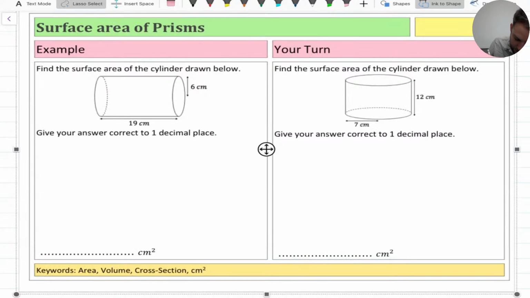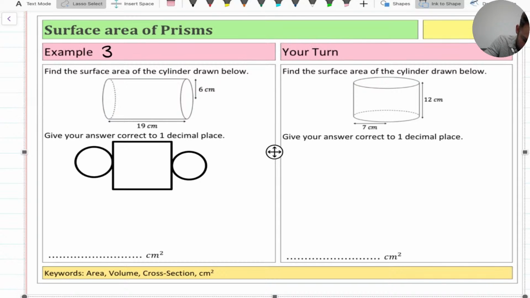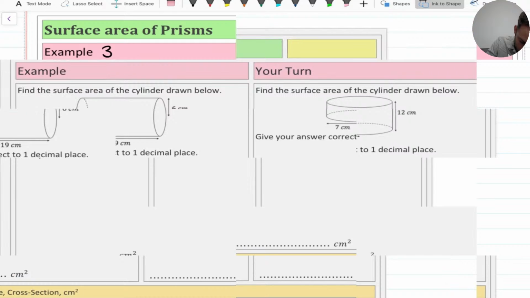Okay, what are we doing there? Oh, I've done something again.